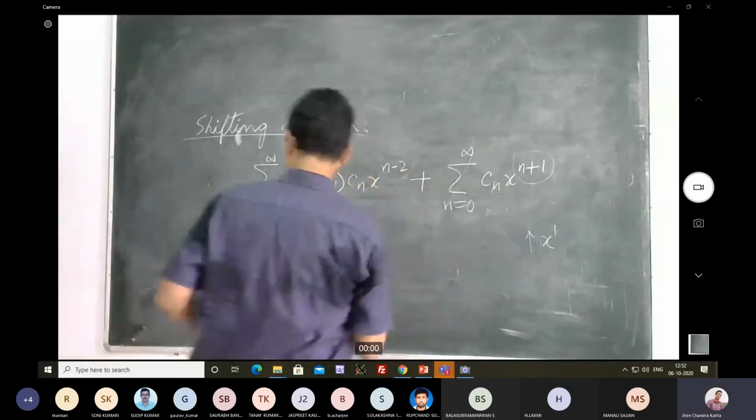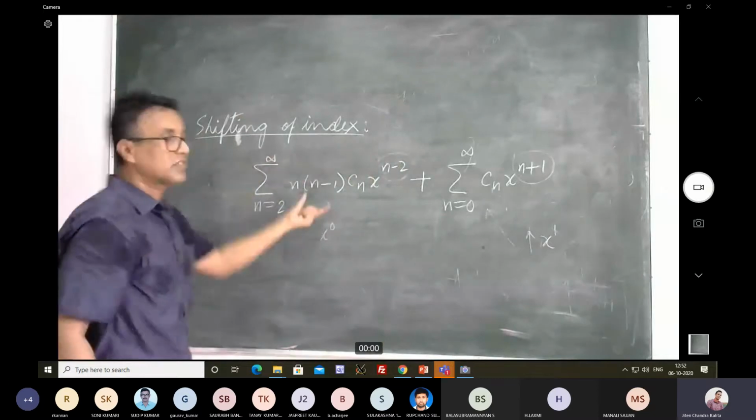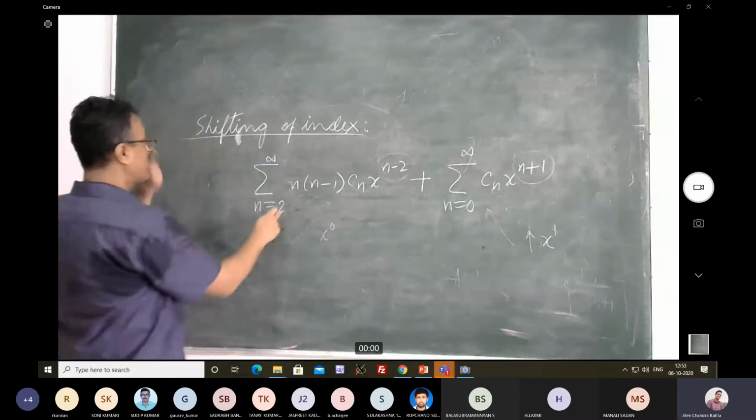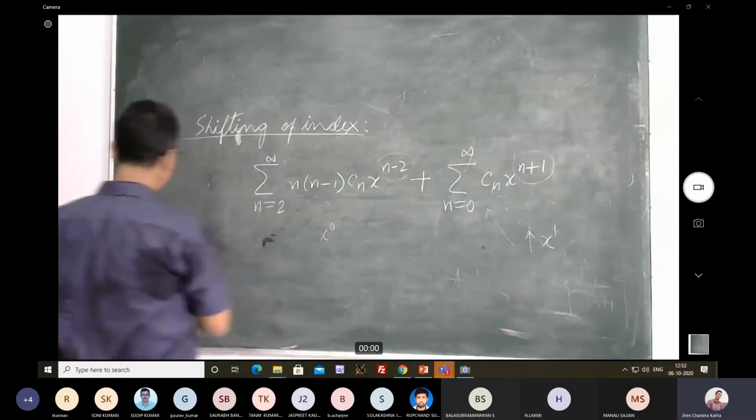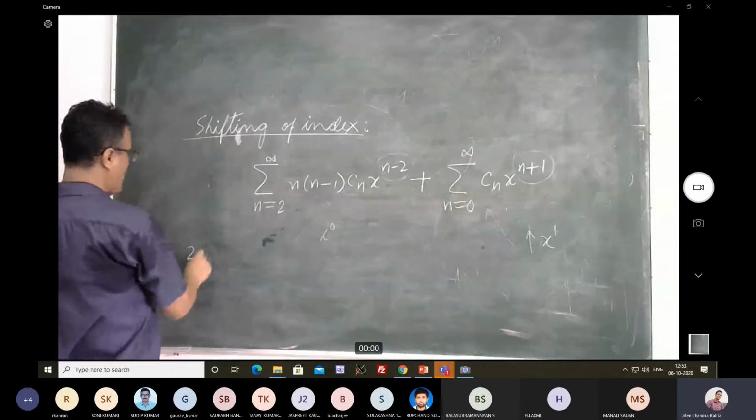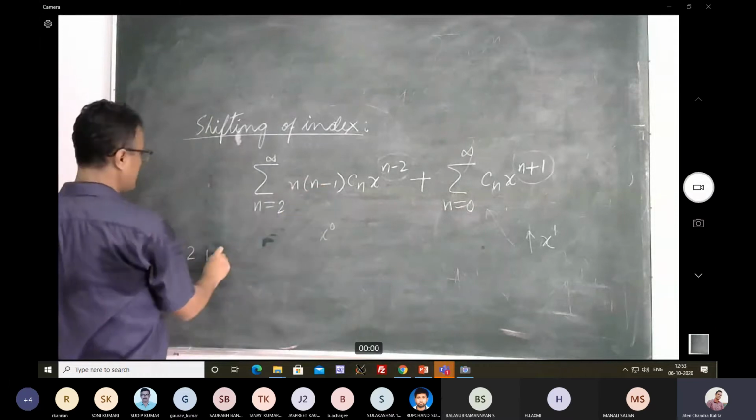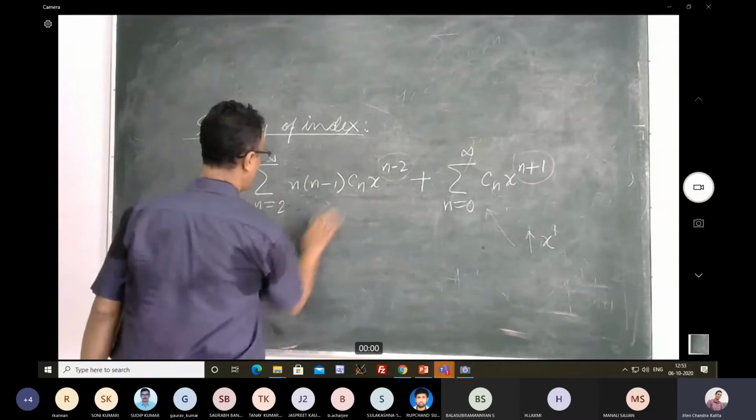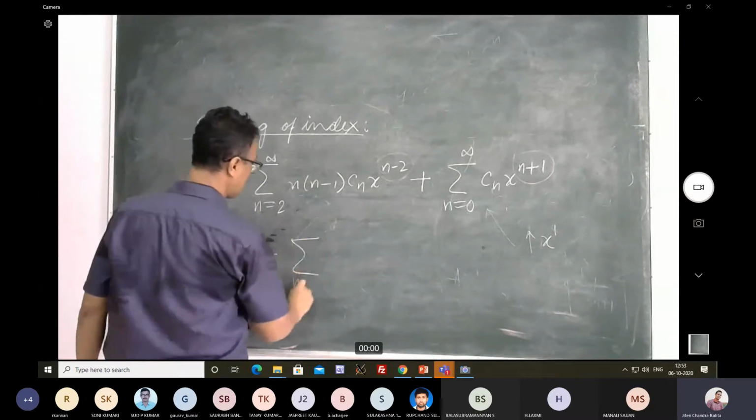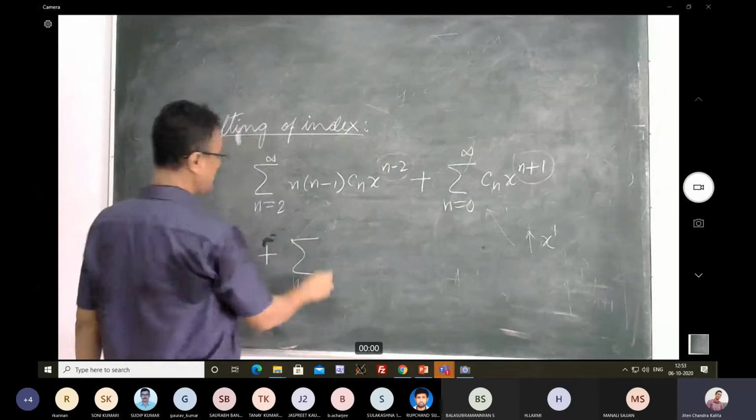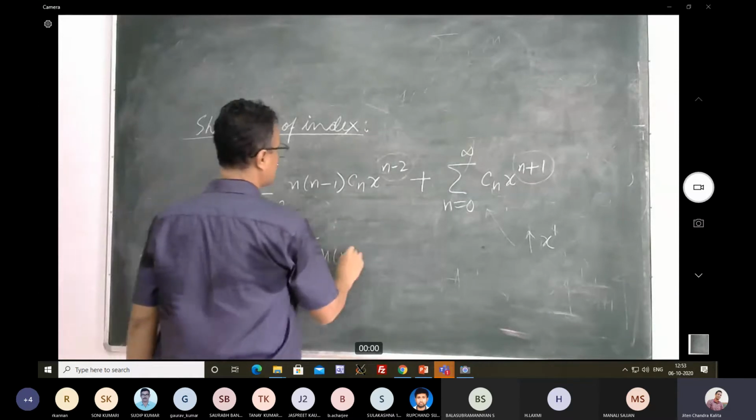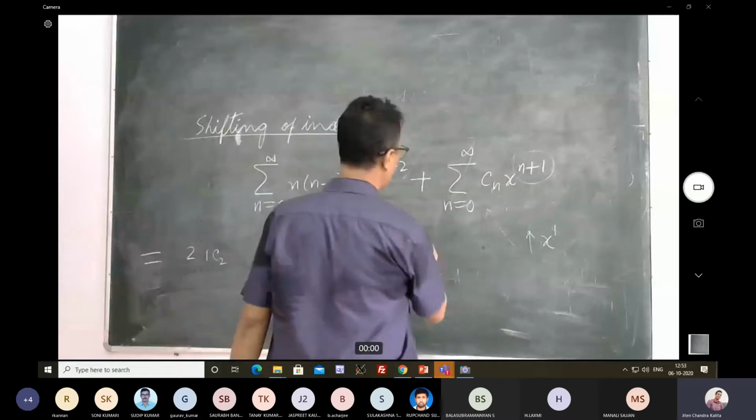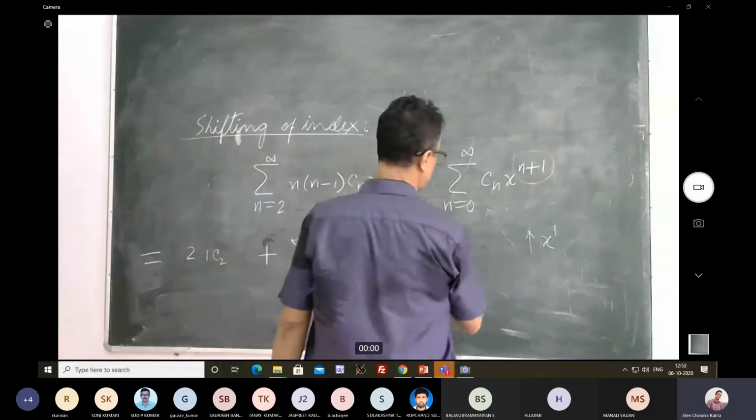So that is why the very first term of this series, I am going to take it out. If you plug in n equal to 2 here, it is going to give you 2 into 1, and then c_2. And then this is going to start from n equal to 3 to infinity, n into n minus 1, c_n x to the power n minus 2, and then this part is the same.